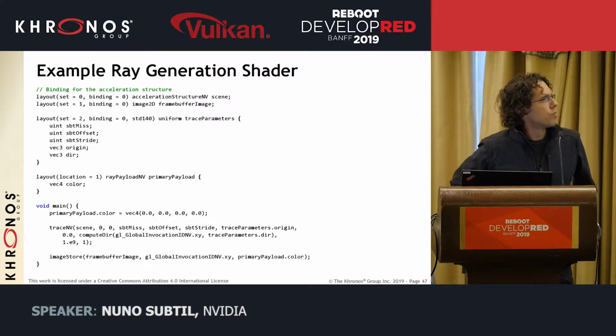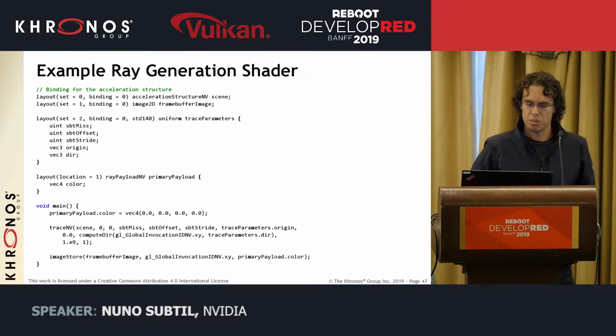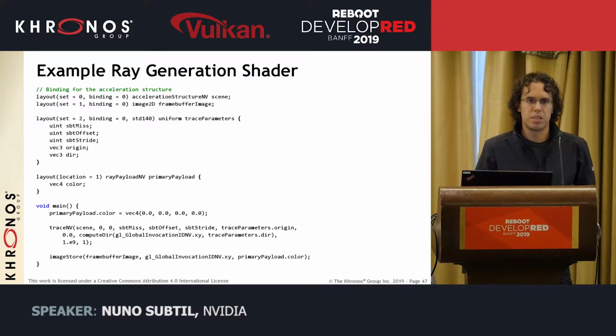So for more concrete detail, here's a sample, relatively trivial ray generation shader in GLSL. Up top, we have the acceleration structure. That's a resource. There's a descriptor set type associated with it. You bind it as you would any other resource in Vulkan. And we also have a frame buffer image. That's just a plain read-write image that you're going to emit your data into.